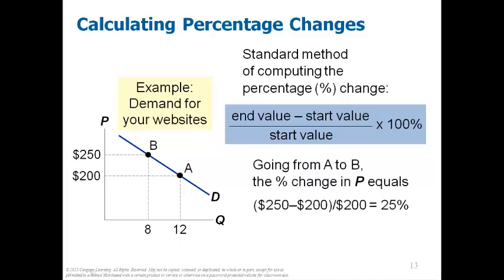So if we're just going to use the standard method of computing percentage changes, we would just take the end value minus the start value over the start value and multiply it by 100 for both price and quantity. So for instance, if you started at point A and went to point B, the price went up by $50, the quantity would fall by 4. So the percentage change in price would be after minus before over before times 100, or 250 minus 200 over 200 times 100. So you have 50 over 200, or you would just have 25%.